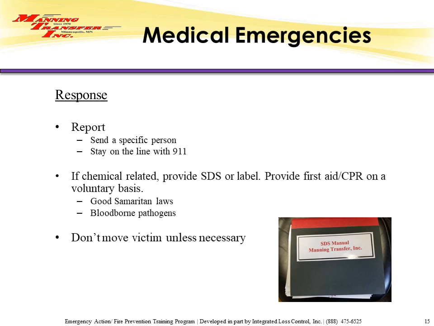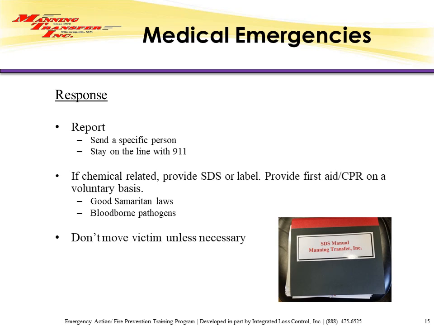For response in medical emergencies, the first thing we have to do is report it. If we're attending to an injured party, we want to send someone else to make that emergency notification so we can stay with the victim. And we should probably point a specific person to do that so we don't have people wondering who should go. Whoever calls 911 needs to make sure that they stay on the line with those operators until they're told that they can hang up or until emergency services arrive.